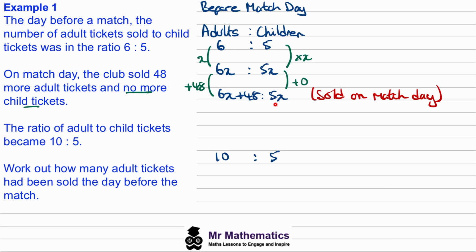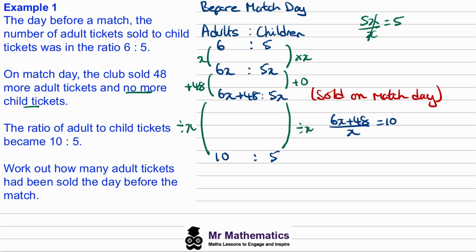And we can simplify this 5x down to 5 by dividing by x. Because 5x divided by x, these will cancel and we'll just get a 5, this 5 here. So because we're dividing this by x, we need to do the same to the other side. We'll divide this by x as well. And by doing the same to both sides, the ratio remains balanced. So we have 6x plus 48 divided by x, and this will give us the 10.